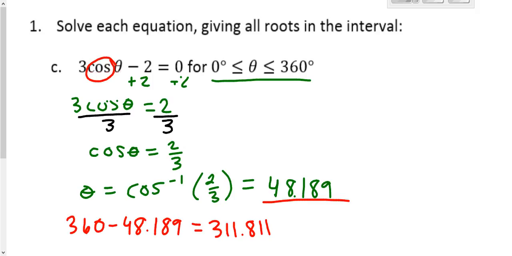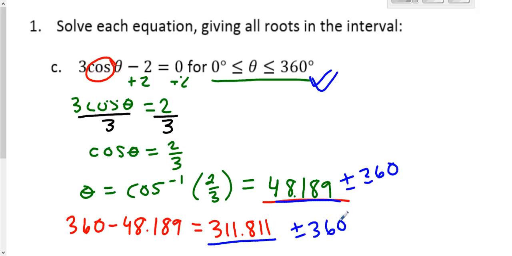And our last step is to make sure that we have all of our solutions. So that means taking our first 2, which this is in our interval, and so is our second angle. So we will add and subtract 360 to both of these until we are outside of our interval given to us. When we subtract 360 from both of these, they'll both get negative numbers, so neither of those work because we're only going down to 0.